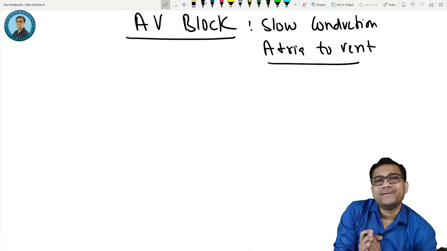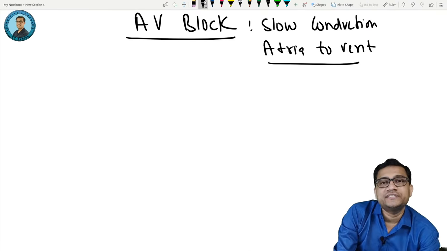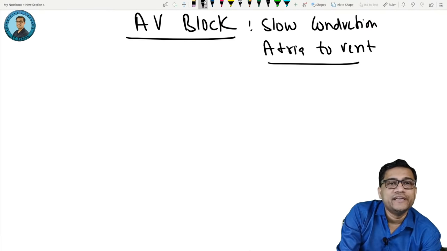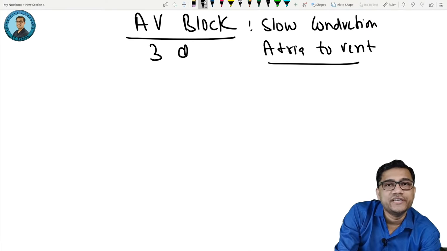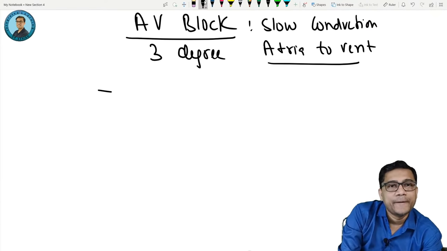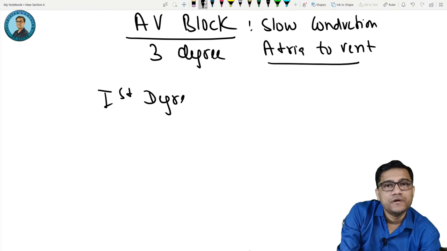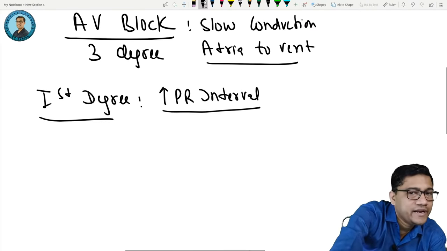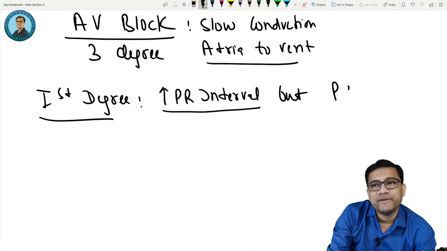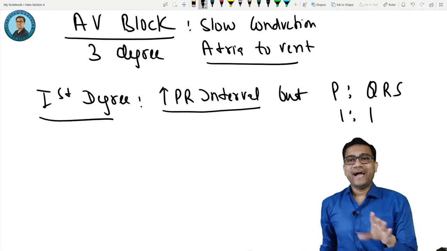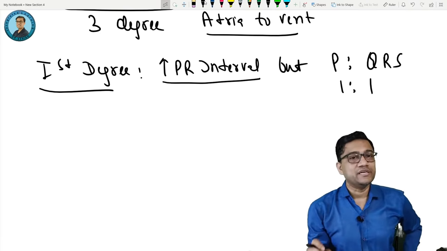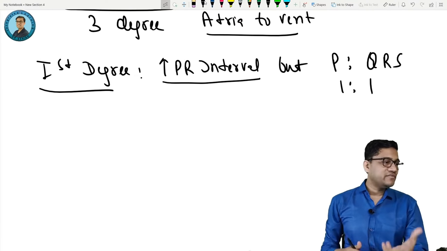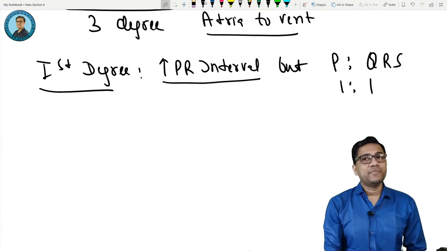Now, what are the grades? There are three grades, three degrees. First degree, we'll discuss. There is an increased PR interval, but P waves are always followed by QRS. So the ratio is 1:1, which means there is no dropping of the beat. PR is increased, we are not denying, but the relation is 1:1.